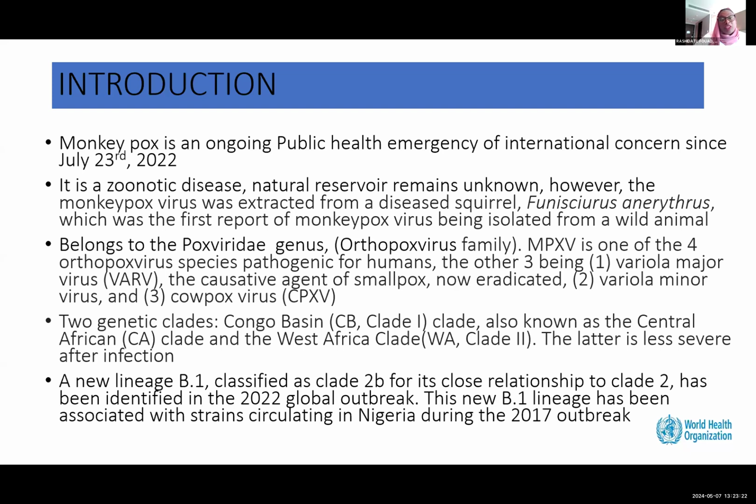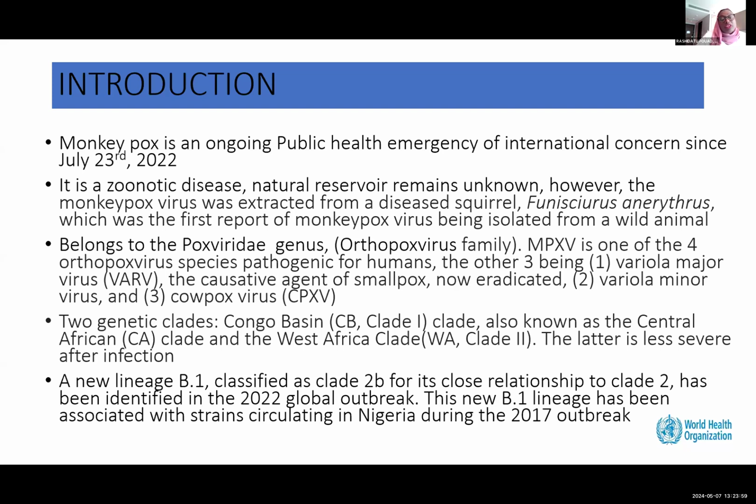However, the virus was first extracted from a diseased squirrel, the Funisciurus anerythrus, which was the first report of monkeypox virus being isolated from a wild animal. It belongs to the Orthopoxvirus genus of the Poxviridae family, and it is one of the 4 major orthopox viruses. The 3 others being the variola major virus, which causes smallpox. Thankfully, that has been eradicated. The variola minor virus and the cowpox virus.